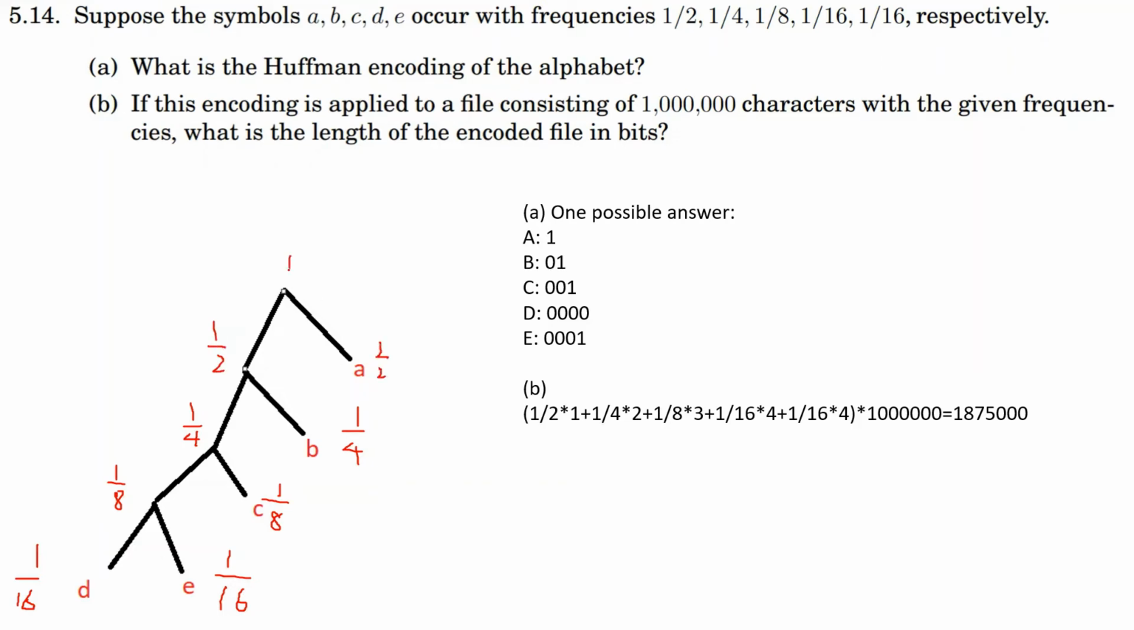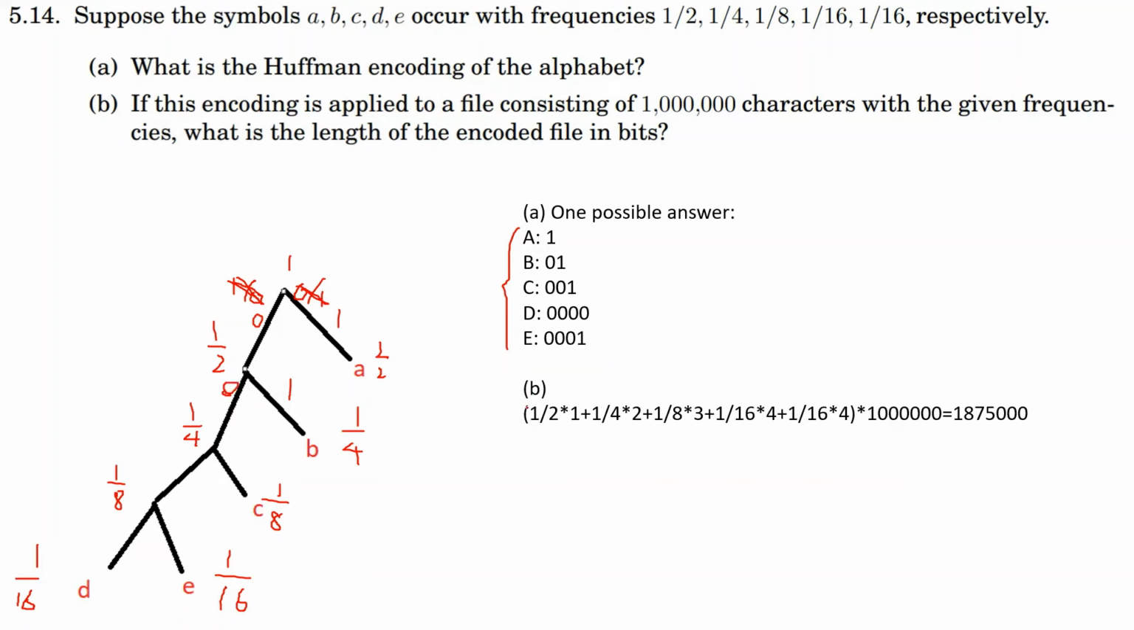This is 1. And then you can give this edge 0, this edge 1, or you can give this edge 1, this edge 0. Anyway, it's okay. There are many possible answers. Any of them is correct. And this is one possible answer. I give 0 on the left and 1 on the right. But any one is okay.